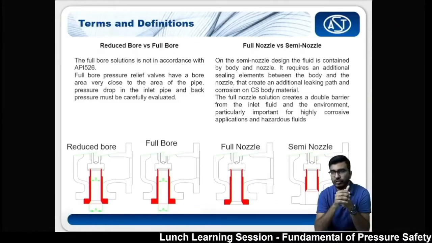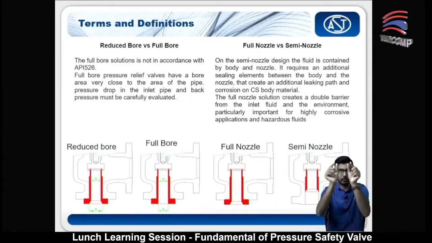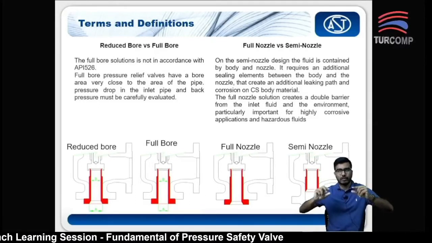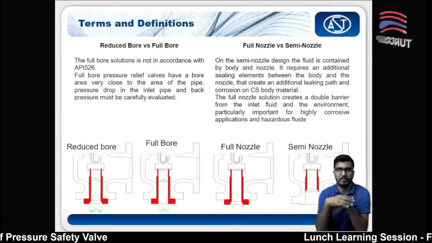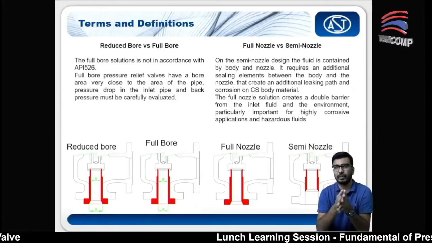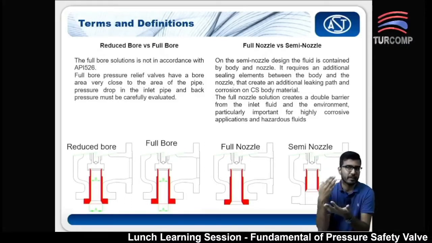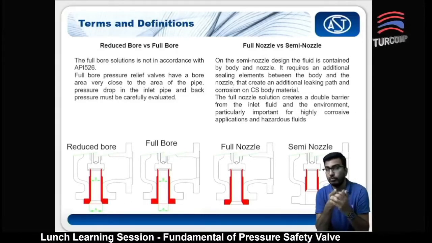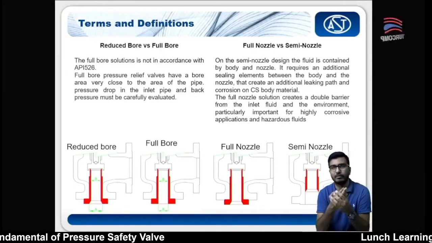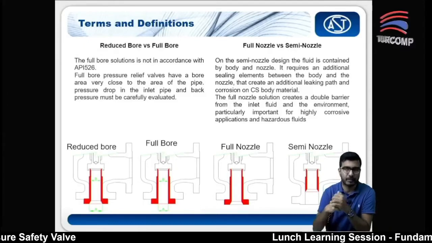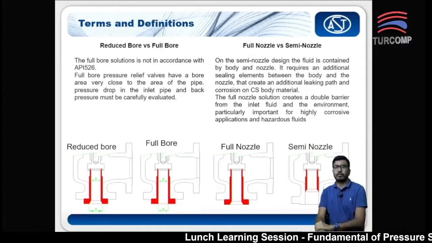If it's a full nozzle design, you will have a full nozzle until the outlet. If it's a semi-nozzle, it will use a small half, as you can see in the photo below. These are most of the terms that people will use. Same like a ball valve, you have a reduced bore, full bore, but in a ball valve you don't have a nozzle. So these are some of the things to look at in a pressure safety valve. These are the basic terms that people will use.